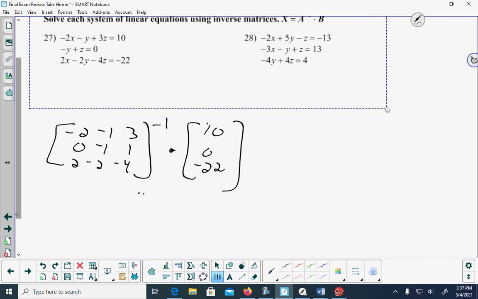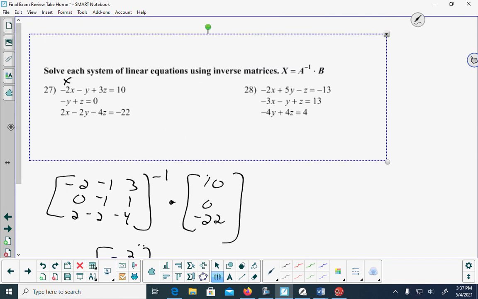You put that in your calculator, and you get your solution: negative 2, 3, 3. So your x is negative 2, your y is 3, your z is 3. Make sure you're careful that this is x, this is y, and this is z. So this is my coefficients of x, my coefficients of y, my coefficients of z. These are my answers.